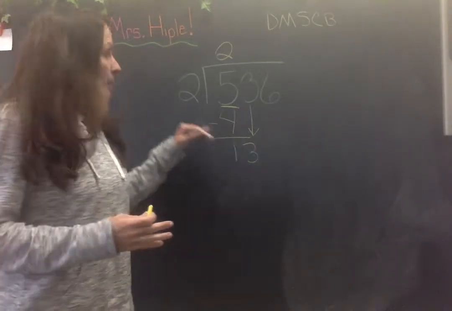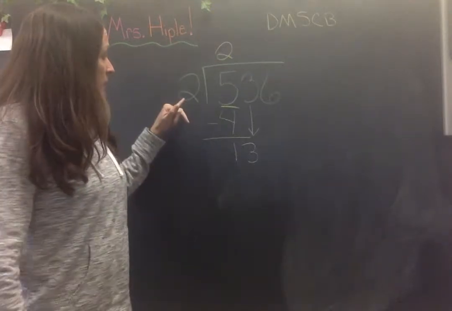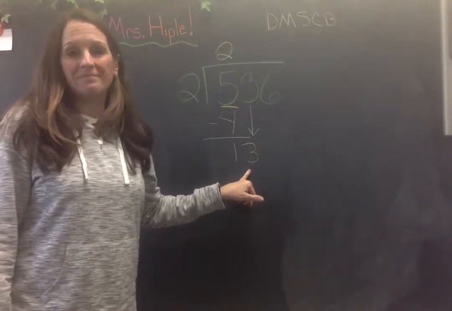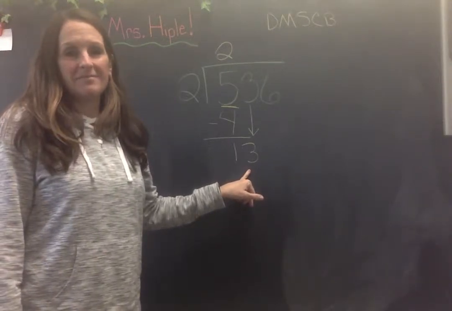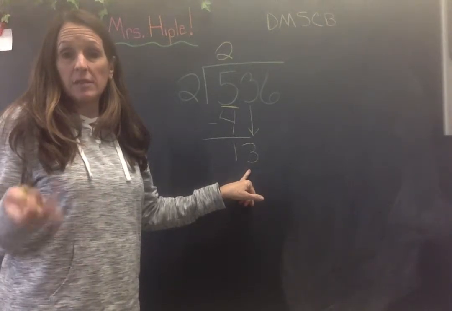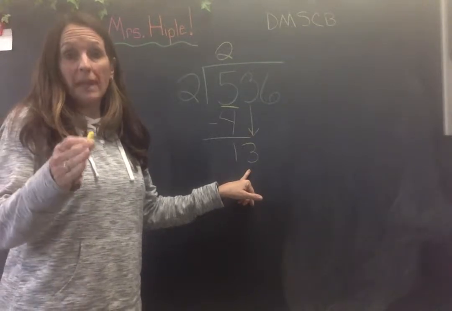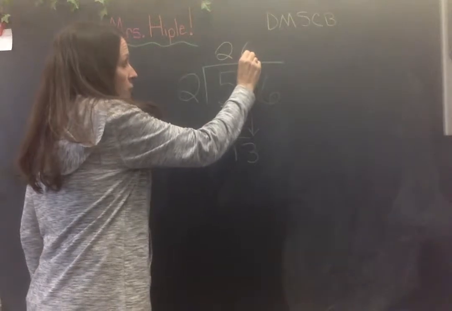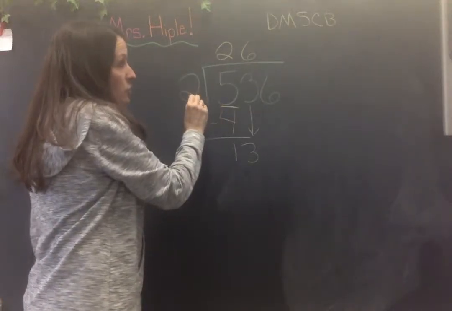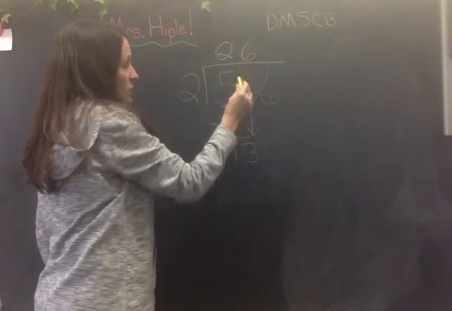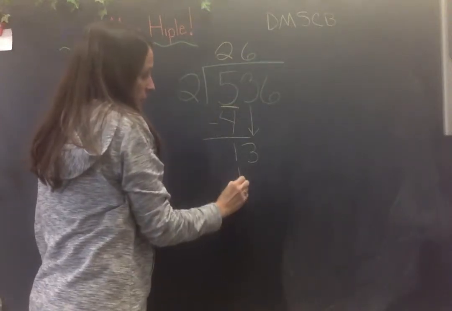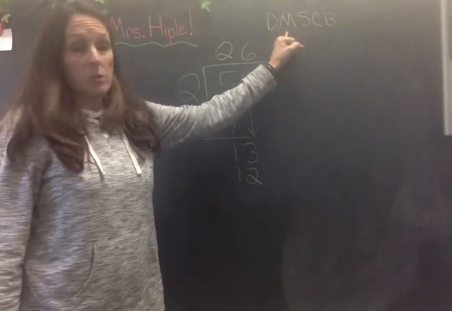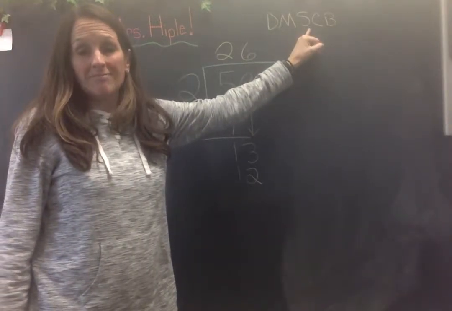So, how many times, I'm back to division, how many times does 2 go into 13 without going over? The answer is 6. 2 times 6 is 12. So my answer goes back on the top, on the roof. 6 times 2, because I'm at the multiplication stage. 6 times 2 is 12. So I've divided, I've multiplied. Now it's time to what?